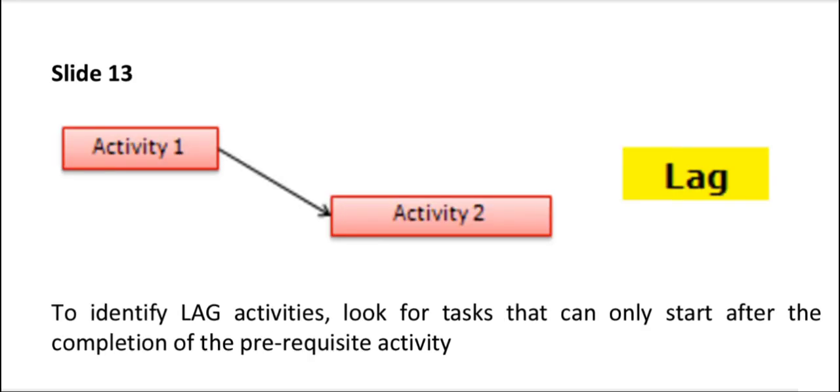The second type is called lag activities. To identify this, we need to look for tasks that can only start after the completion of the prerequisite activity. In this example, activity 2 can only start after activity 1 is completed. Therefore, it is a lag activity.